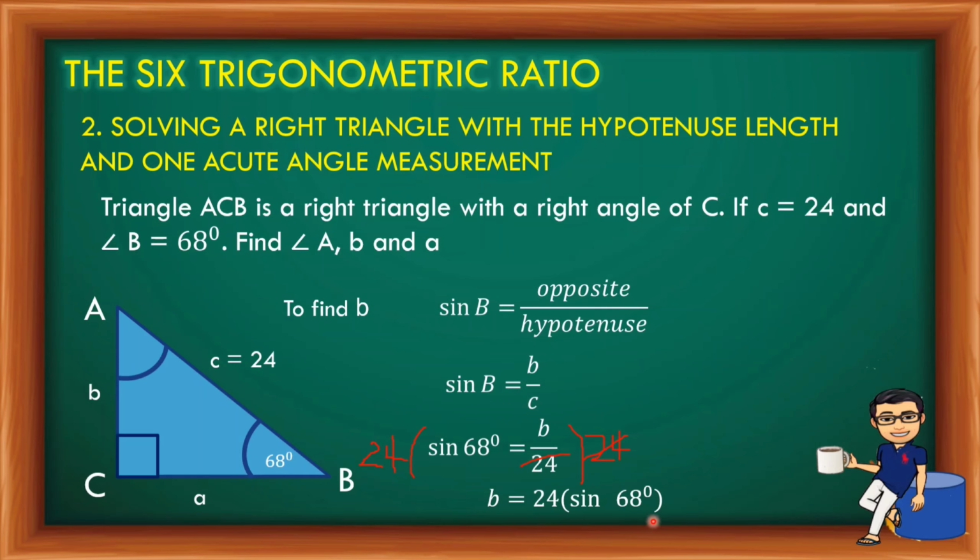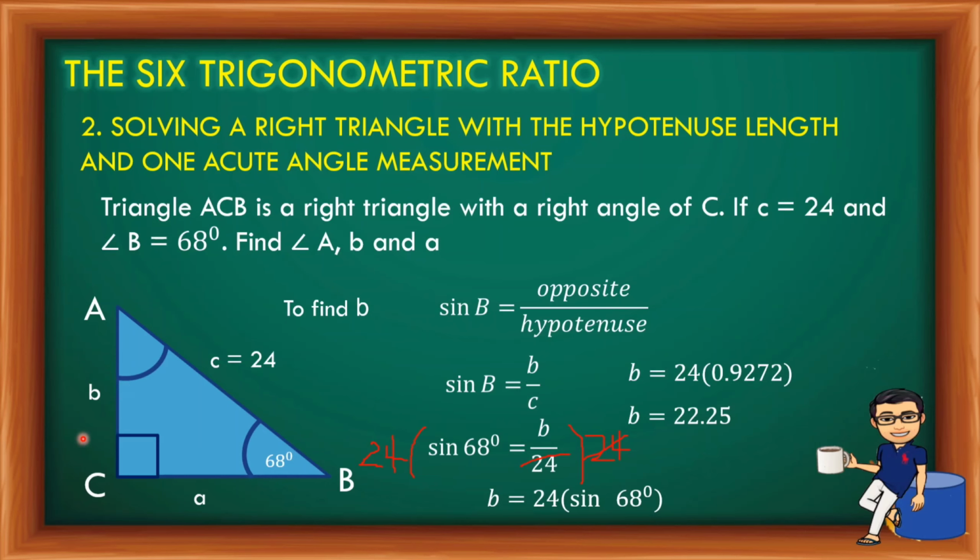Pagkatapos, titignan natin ito sa scientific calculator. So, ang sine 68 degrees sa scientific calculator ay 0.9272. So, sa 4 decimal places natin, i-round off. Then, after that, i-multiply nyo lang to. So, 24 times 0.9272, that is equal to 22.25. Hence, yan yung sukat ng side B.